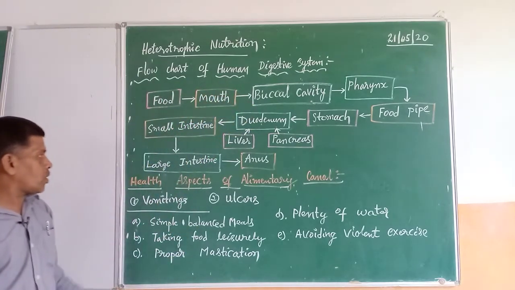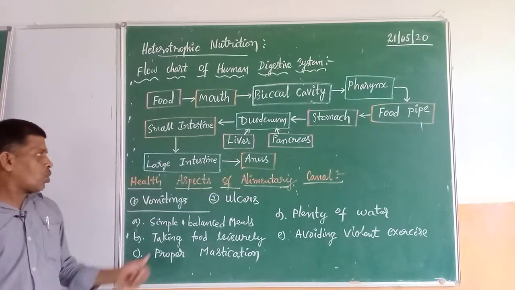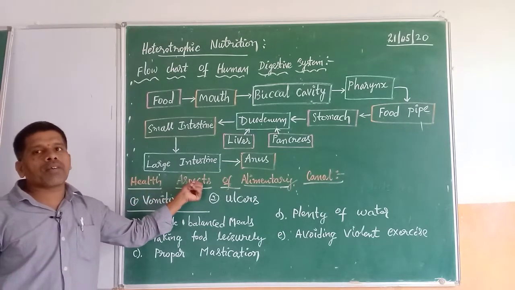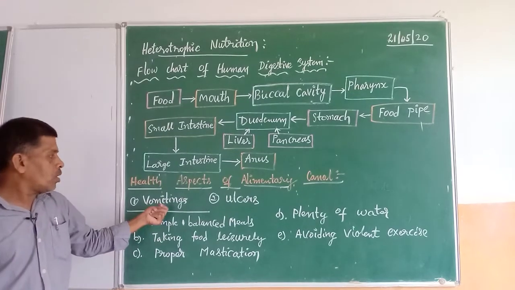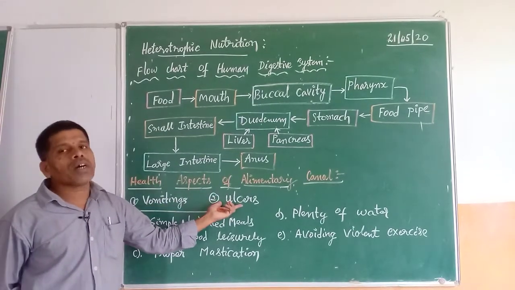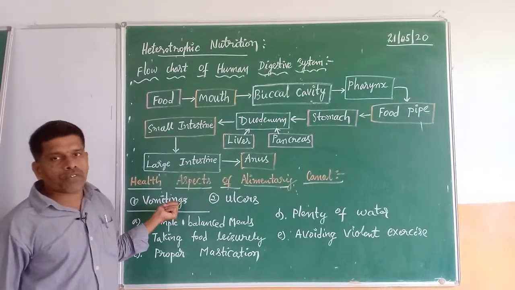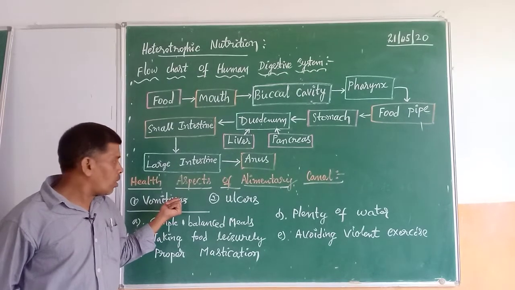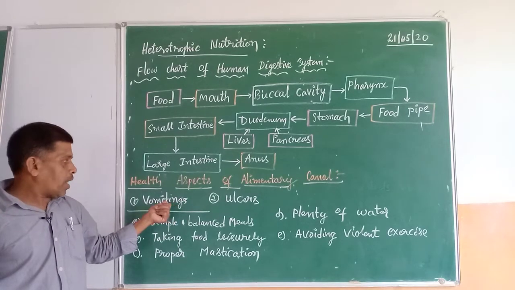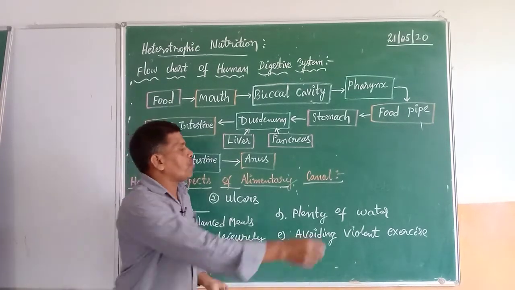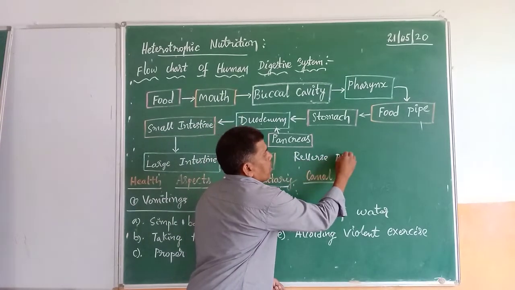Now let us move to the next concept, health aspects of the alimentary canal. What do we mean by health aspects? These are problems related to digestion in human beings. The most common problems are, number 1, vomitings, and the second one, ulcers. What do we mean by vomitings? Vomiting is the process of expelling unwanted or undigested food material from the stomach, and for this we have a special method called reverse peristalsis.